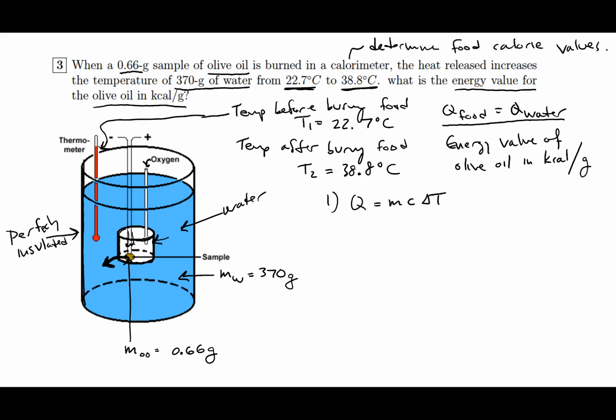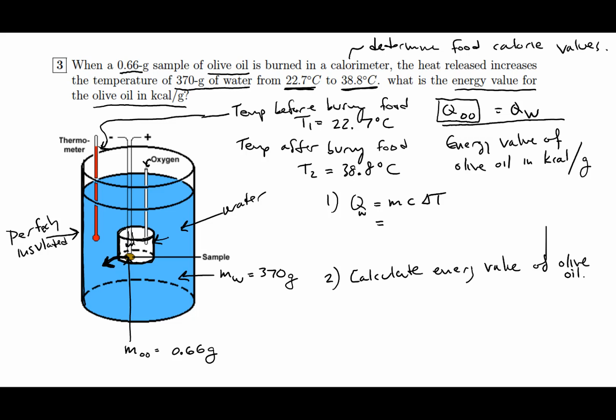So what we want to do is figure out the Q of the water, and I'm going to change this to olive oil and water just so that these match. So Q of the water, we know that Q of the water is equal to Q of the olive oil. And so what we want to do is figure out the Q of the water. Once we know the Q of the water, we know what the heat lost from the olive oil was. And once we know that, we can calculate the energy value of olive oil.